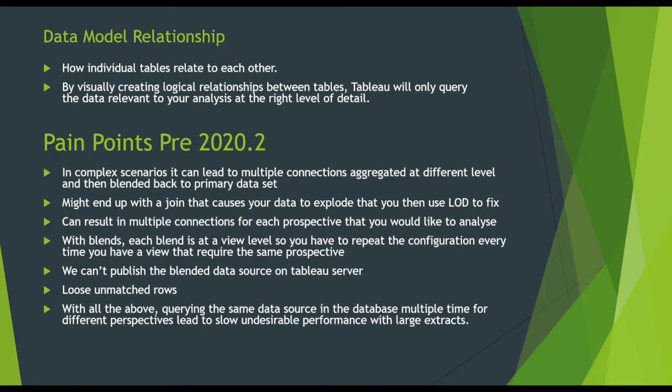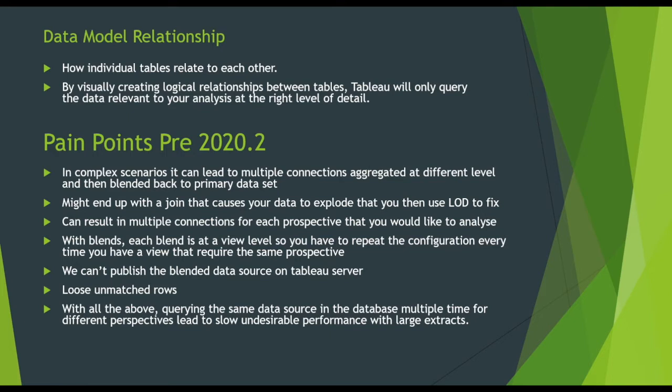So there were lots of pain points prior to this version which are addressed in data model relationships. I have listed some of them, but I will go through a couple quickly. When we used to join multiple complex data sets together, you might have noticed many scenarios where the data used to explode in the total quantity, and we used LODs to fix the data. That problem is solved in data model relationships, so we don't need to do that in most cases. However, there are some scenarios where we still need to join the data, based on the way the data is structured.